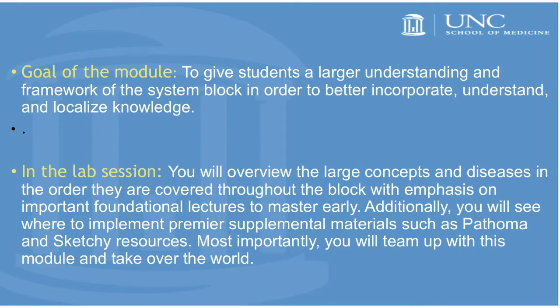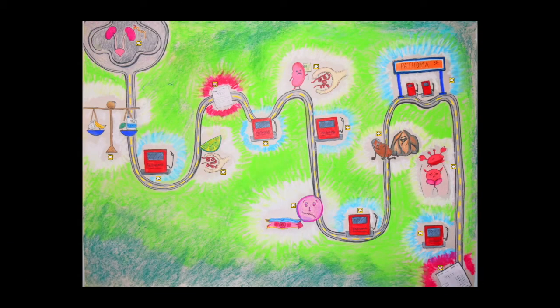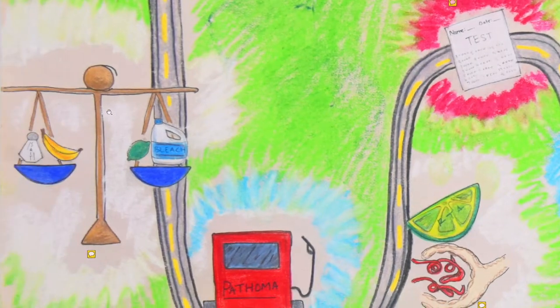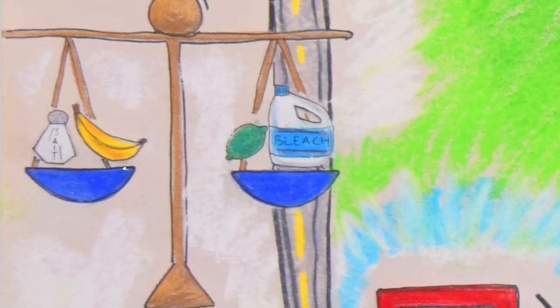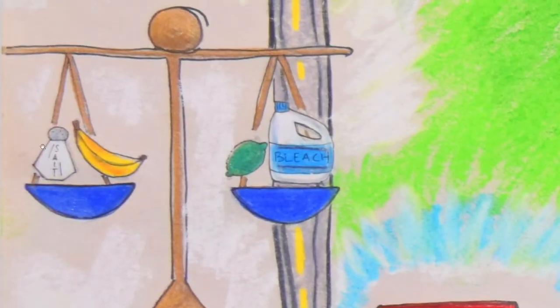Well, that was delightful. So one of the first things that you get into after you cover the basics is actually imbalance disorders, as shown by our scale here. Imbalance disorders are when things are kind of out of whack in the body. Specifically, the ones you're going to look at are sodium imbalance, potassium imbalance, as shown by our banana, and then acid-base imbalances.